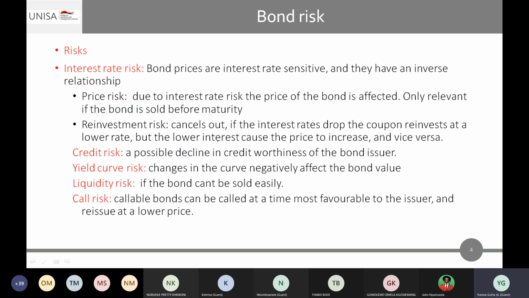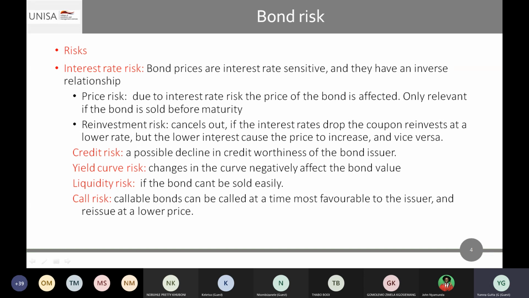Okay, so like the topics we've covered, every investment bears a risk, right? So the risk determines the return. Now here with bonds, there is always a risk because we are dealing with interest rates. So the first risk that we will talk about is the interest rate risk, right?